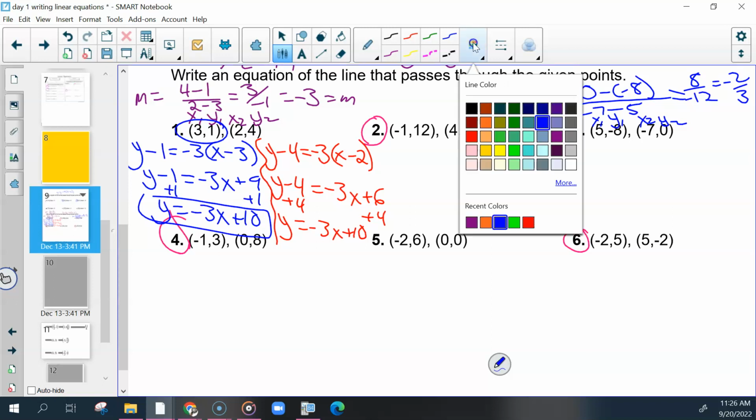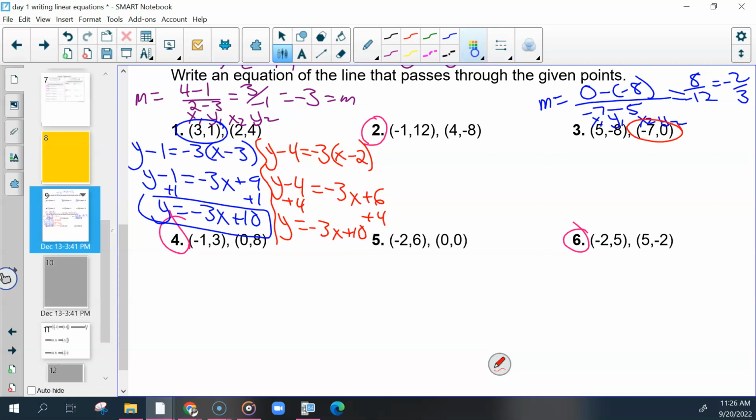So in this case, if I use my negative 7, 0 instead of the 5, negative 8, this would be y minus my y1, or in this case y2, which is 0, equals my slope of negative 2/3, and then x minus my negative 7. Make sure you change that to a plus before you distribute. But on this side, because we have y minus 0, the 0 kind of goes away. We can just drop that to y. So x plus 7, then we can distribute.